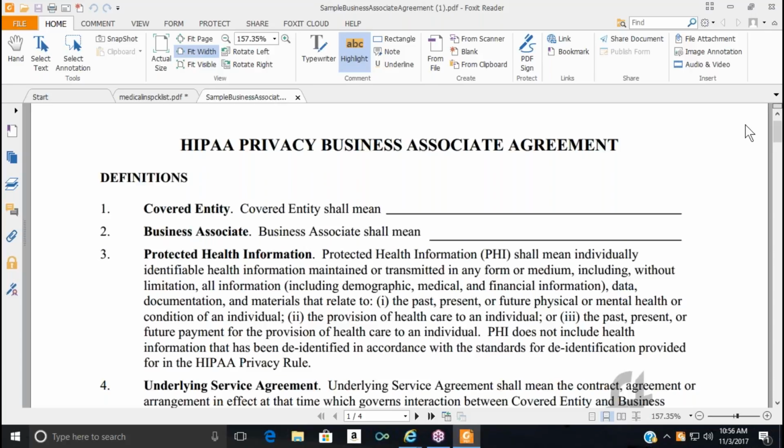All the doctors that we work with in North Carolina, we've signed a business associate agreement basically saying we're not going to divulge any HIPAA compliant or confidential information. That's what it looks like.